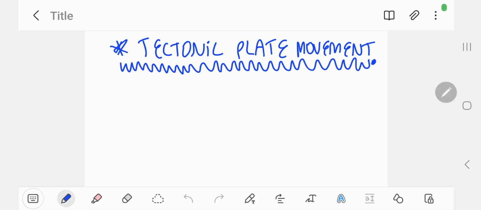In this video, I'm going to be talking about the different ways that tectonic plates can move. So there's two main theories, two main lines of reasoning explaining how tectonic plates move. First one, I'm going to start off with convection currents.